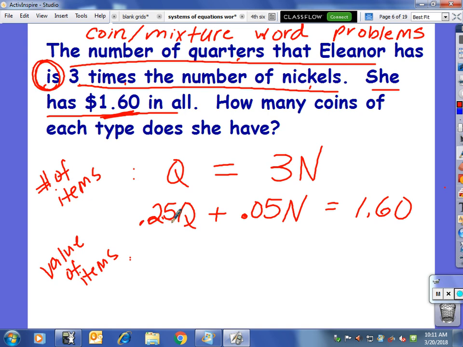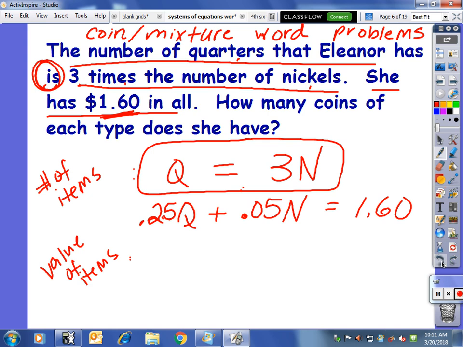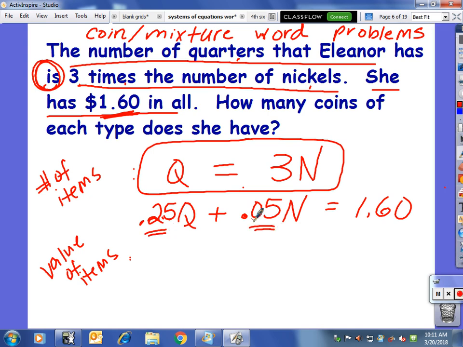Okay, so my point is, one equation has nothing to do with the value of a quarter and a nickel. This one didn't include anything about money. It just said if you counted the number of coins, she's got 3 times as many quarters as nickels. Now, the one that said she's got $1.60 total, comprised of 2 different types of items, quarters and nickels, in that case you have to include the value of each type of item that she's got. This is the money equation.